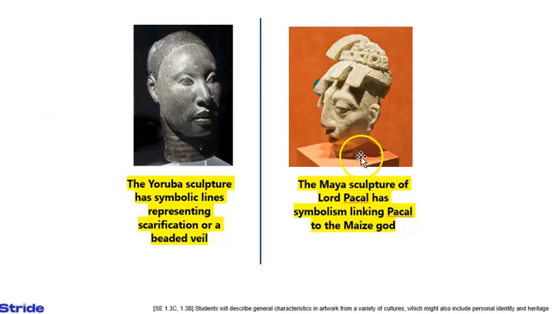As we were talking about the Mayan art last week, let's compare the Yoruba art to the Mayan art. The Yoruba sculpture has symbolic lines. Remember, we just talked about those, representing scarification or a beaded veil. The Mayan sculpture of Lord Pakal has symbolism linking Pakal to the maize god. And I'm sure I said that wrong.